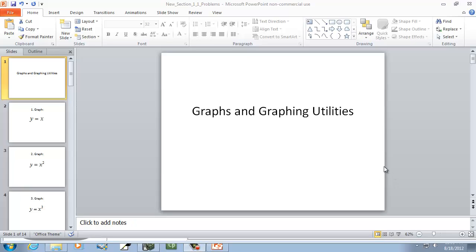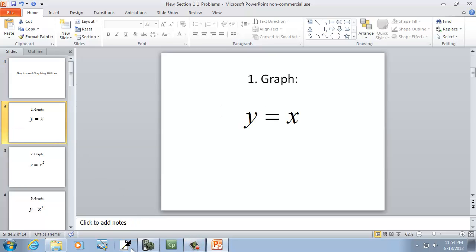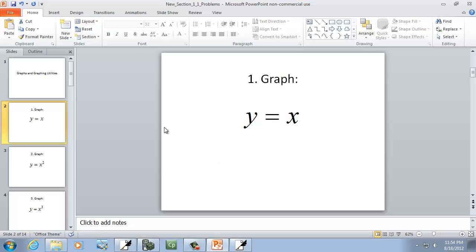Let's take a look at graphs and graphing utilities. And the first one we're going to graph is y equals x. There it is. Actually, I guess I better bring up my tablet too, because I'll need that here shortly.